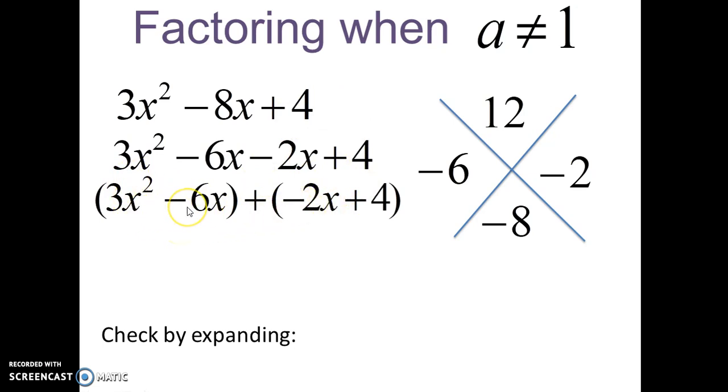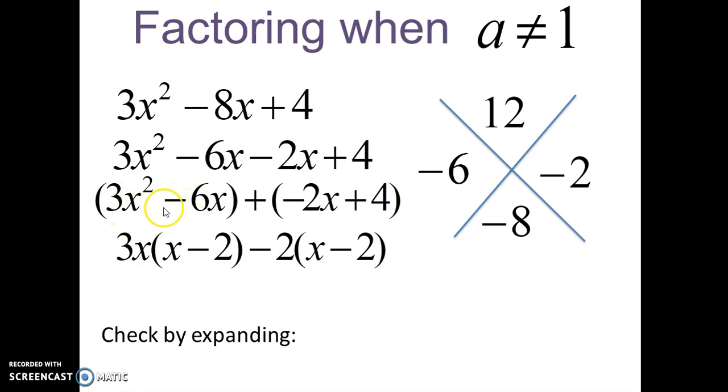Now pull something out of here. Again, 3x comes out of that one. Out of this one, pull out a negative 2. So negative 2 came out. Notice what's going on with that negative. Be very careful about that, because now this multiplied through here will get you back to this. Now look, x minus 2, x minus 2. So x minus 2 here, and then 3x minus 2 is our other factor. There it is, factored form. Multiply back to double check.